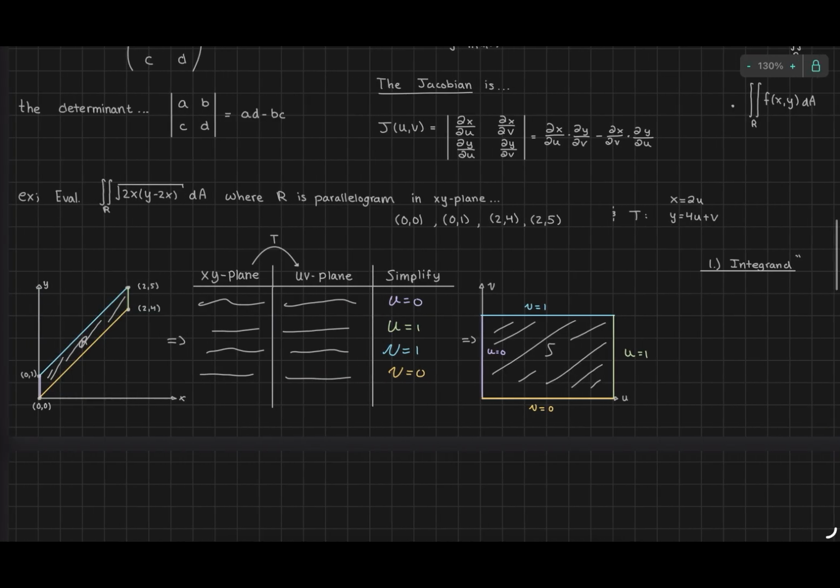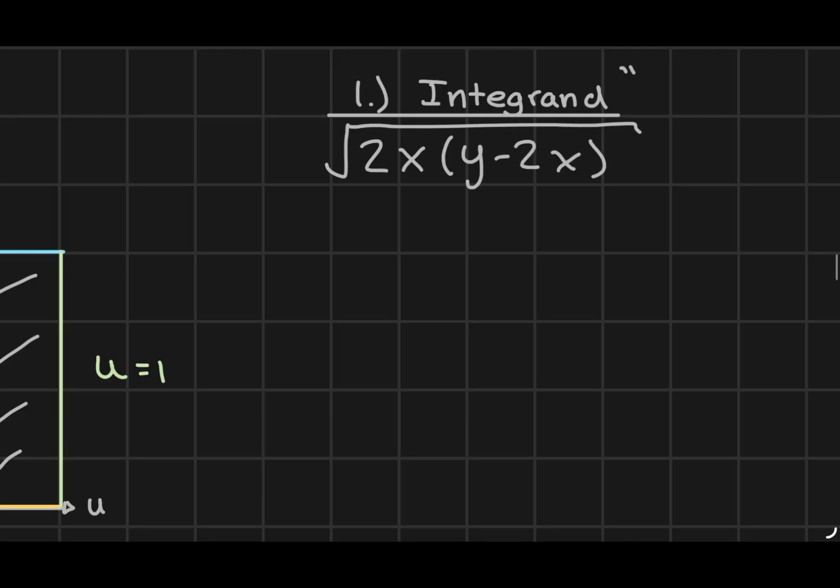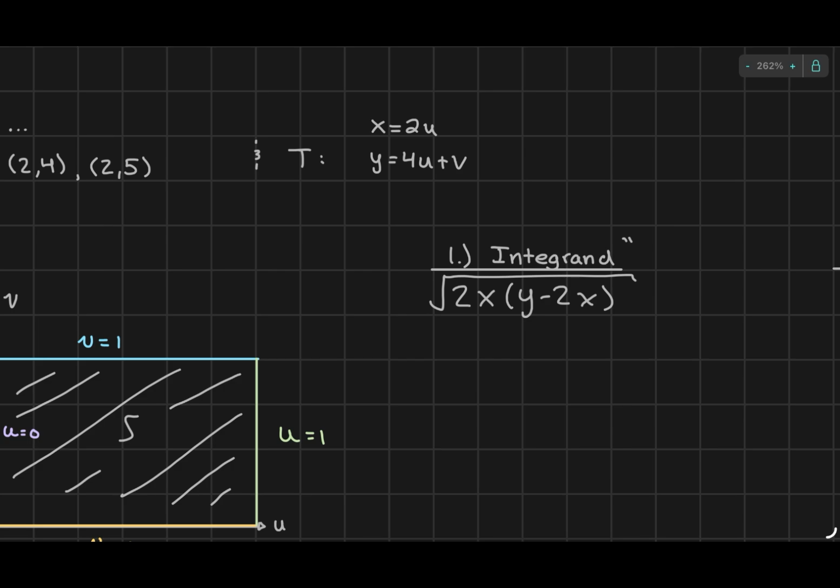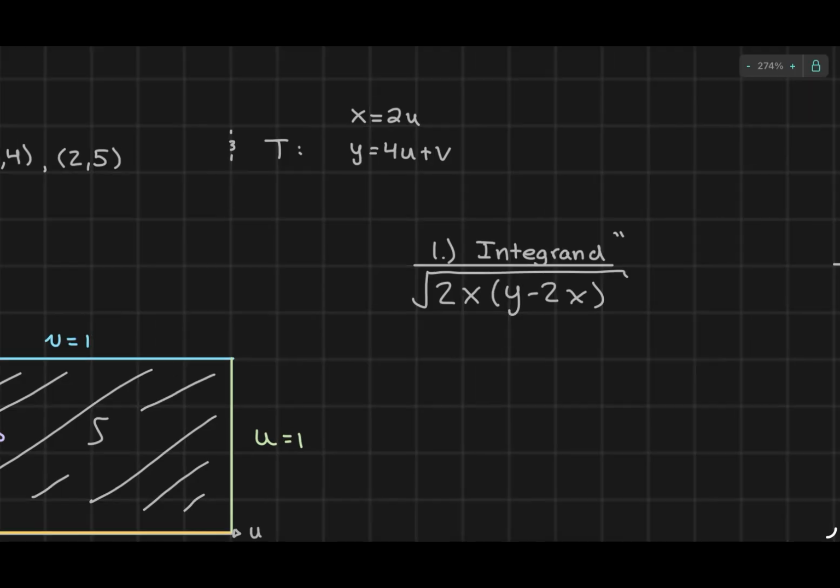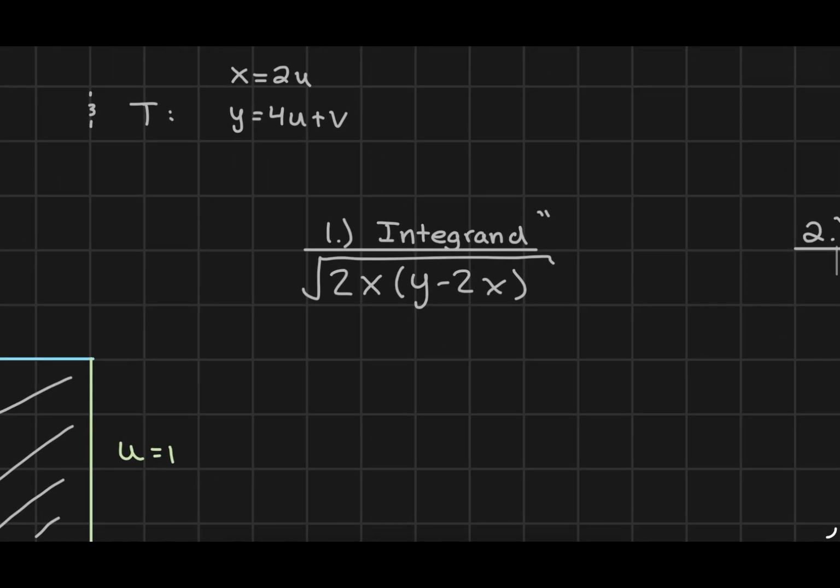Well, what is our integrand as is? Our integrand is the square root of 2x times y minus 2x as of right now. So we have to use our transformation in order to make it so our integral is solvable. We're pretty much just going to be plugging in our x and y here. So using our x is equal to 2u, I'll write the square root.